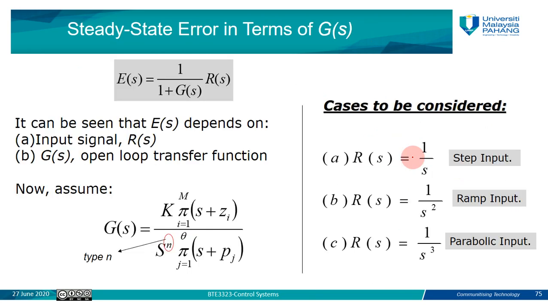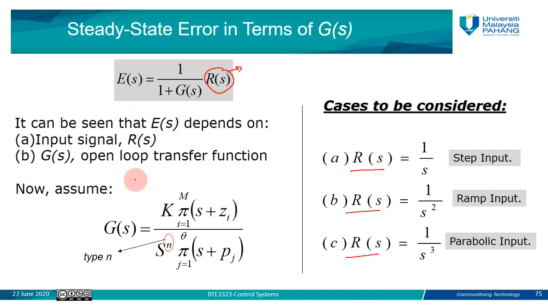In order to find the value of the error for different inputs, we said we have different inputs. The first one is the step input, so it is 1 over S. Second is the ramp input. The third is the parabola input. Each time, the value of the input will change based on the function used. So if RS is changed, the value of the error will change, and we will have a different steady state error for different inputs.